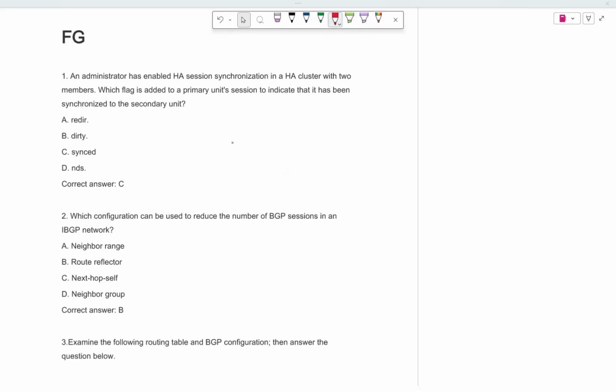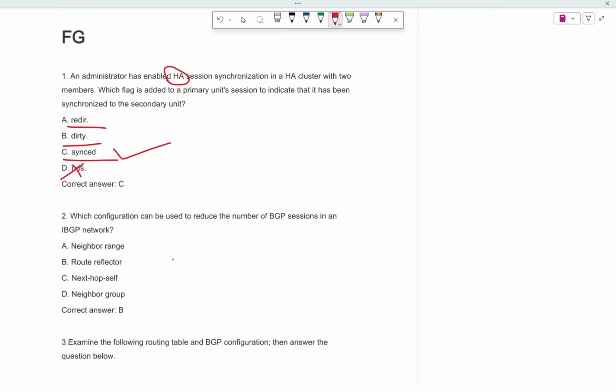The first question says, an administrator has deployed HA in a high availability cluster that contains 2 members. Which flag will be added to the primary device? This flag indicates that the session has already been synchronized to the secondary device. So the correct answer is C, which is synced, and that's definitely correct. As for dirty, it means not yet written, and this one indicates redirect. Option D has nothing to do with the question stem, so it's incorrect.